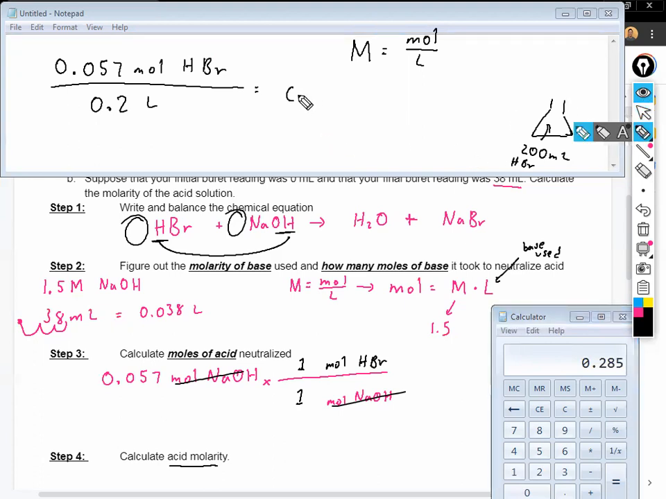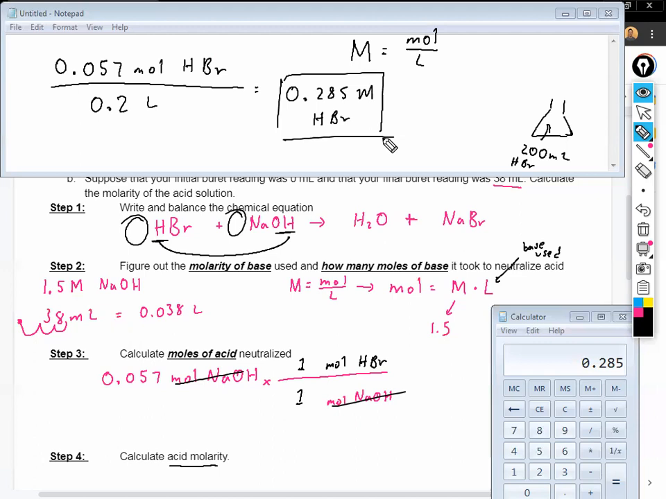Okay, so for your final answer, you should get 0.285 molarity HBr. Okay, and that's it. That's a titration problem. The math is not too bad. It's just using the molarity formula and just using one-dimensional analysis step.